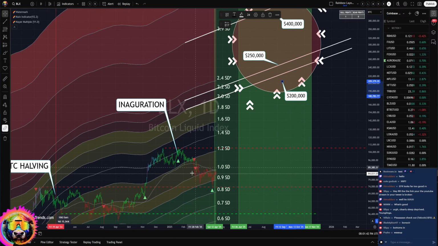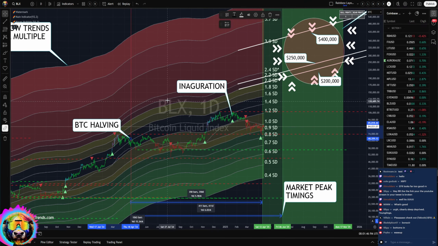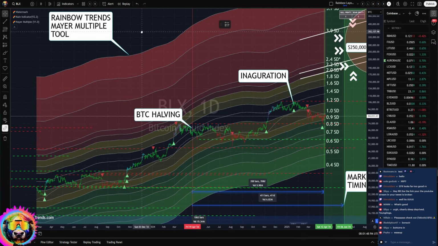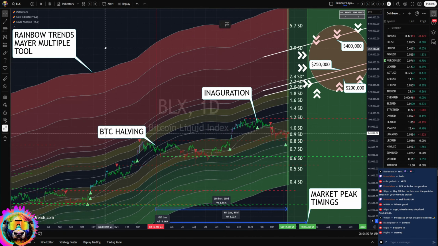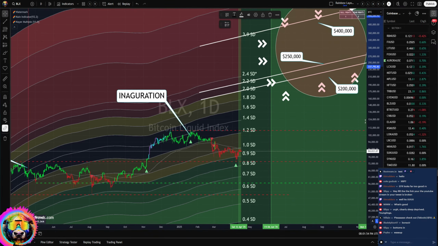But to cause the Mayer Multiple to say we're in the top, you have to hit these red bands, and we have not hit these yet. If you ask, what are the red bands? It's the Mayer Multiple visualized. It's the Rainbow Trends version, so you can actually trade this damn thing.